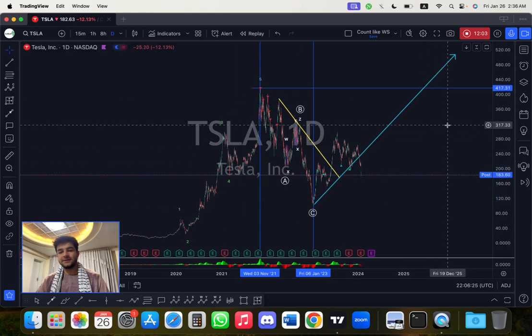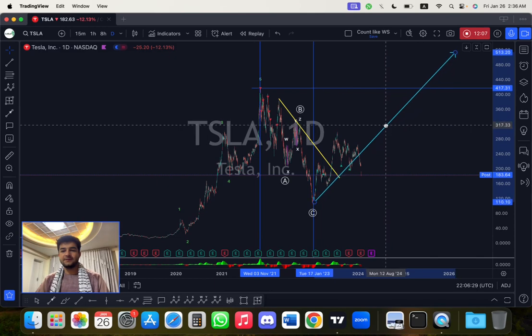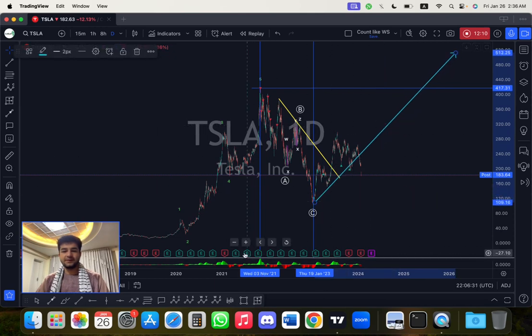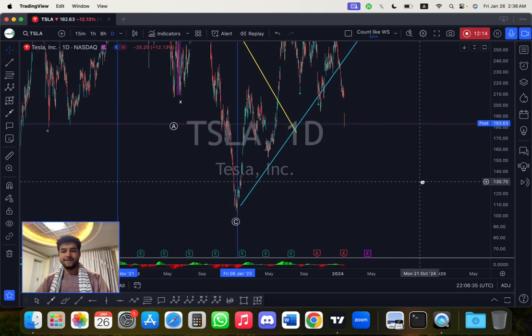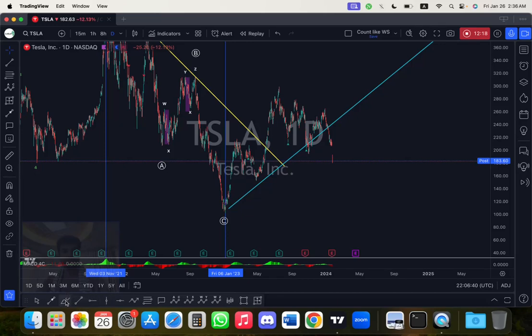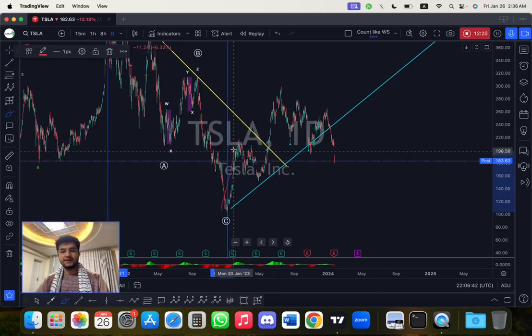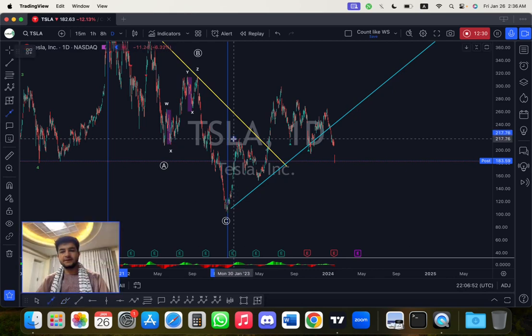That's what the rules say. But what do we have in this move to the upside? Let's check this new move to the upside. We have a very sharp single move to the upside, followed by an A, B, C. Let's check if this A and C are equal in size.